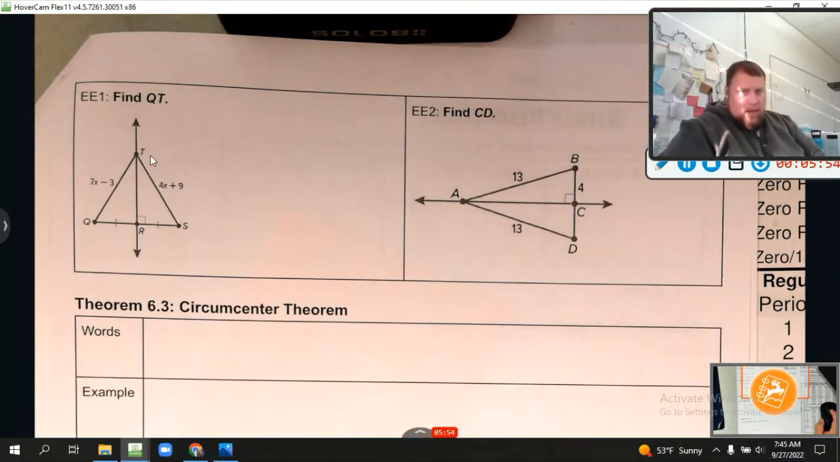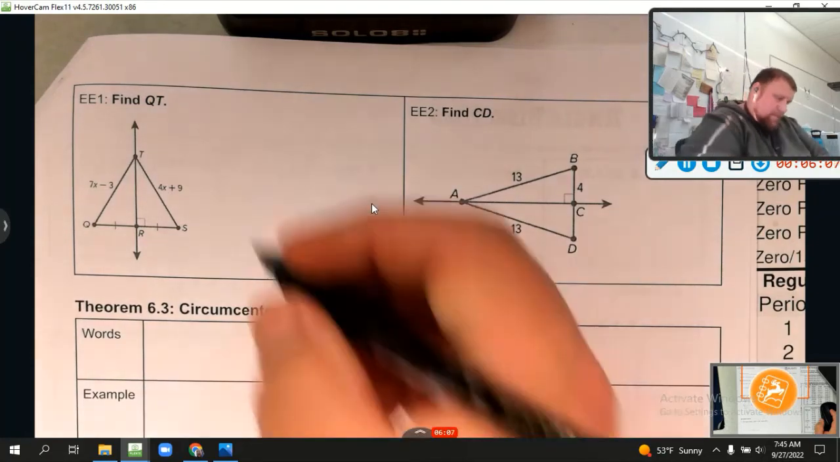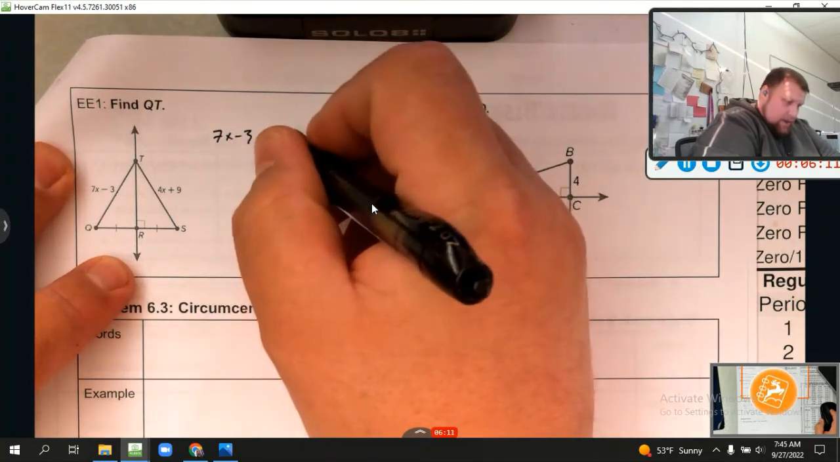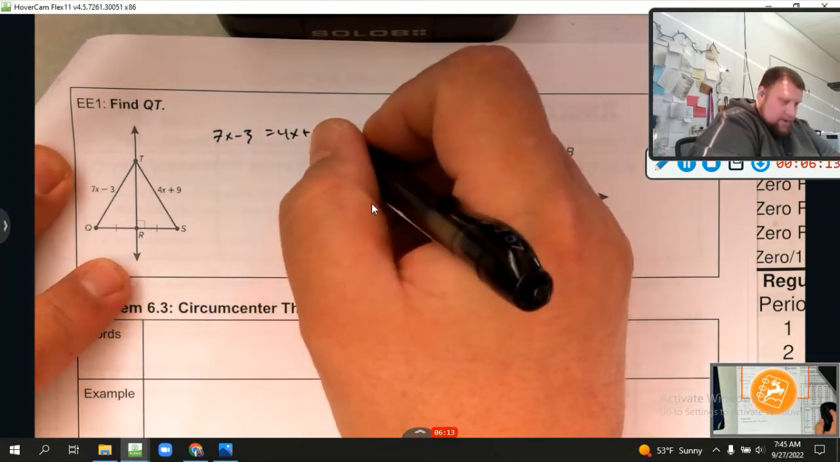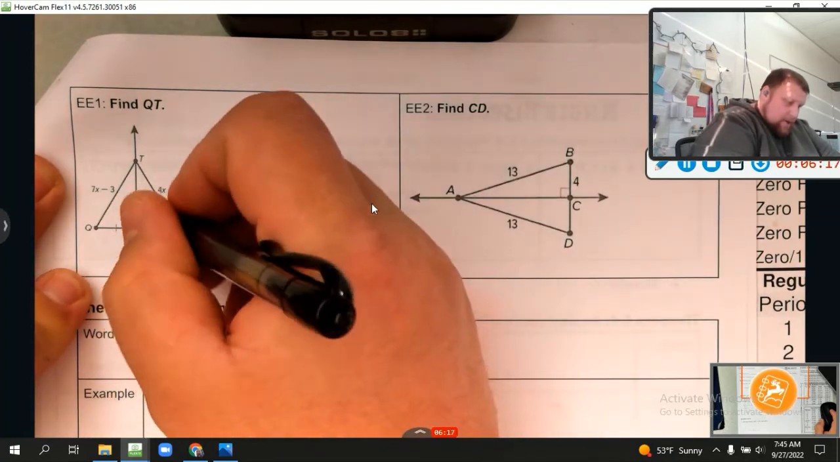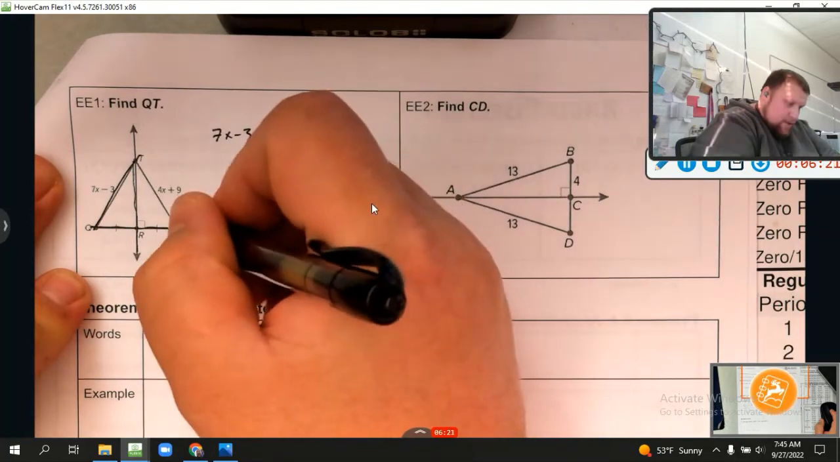Okay, and what do we see right here? It says find QT. Well, again, we see that QR is equal to SR. That means that RT is a bisector, and guess what that tells us? These two are equal to each other. So I can say 7x minus 3 equals 4x plus 1, and this is just using the perpendicular bisector theorem that says, hey, if RT is a bisector of QS, then it must be that QT is equal to ST.